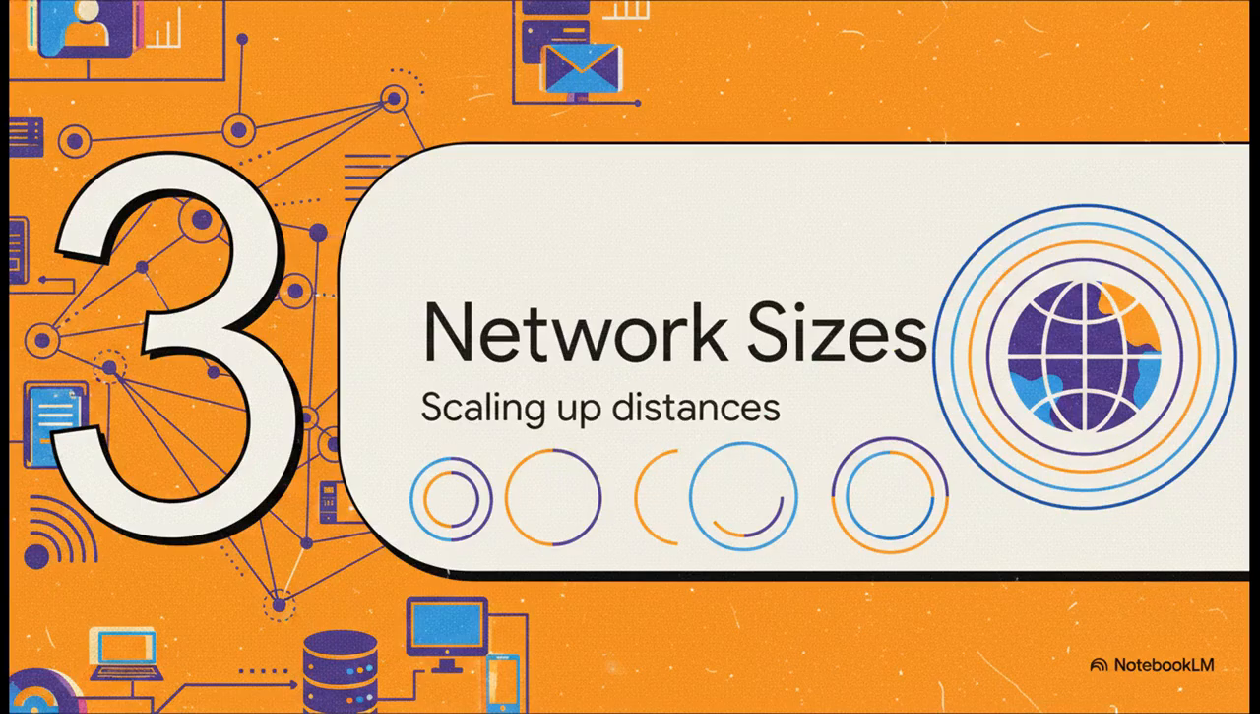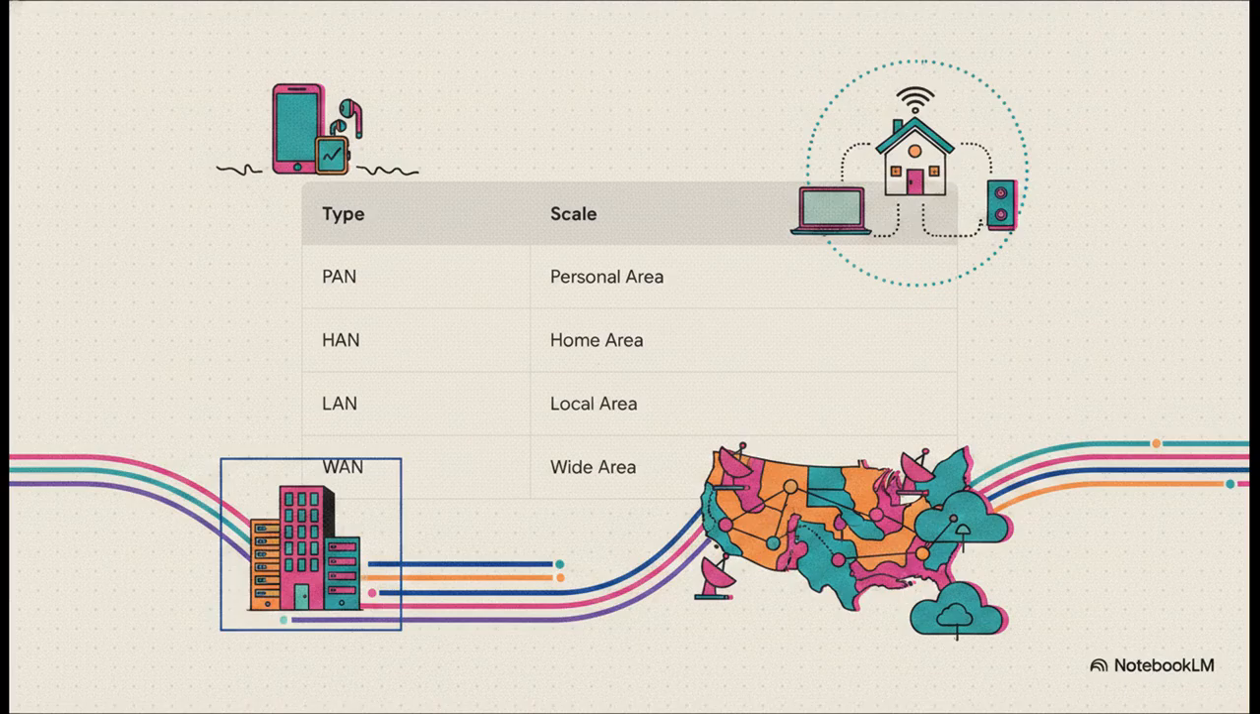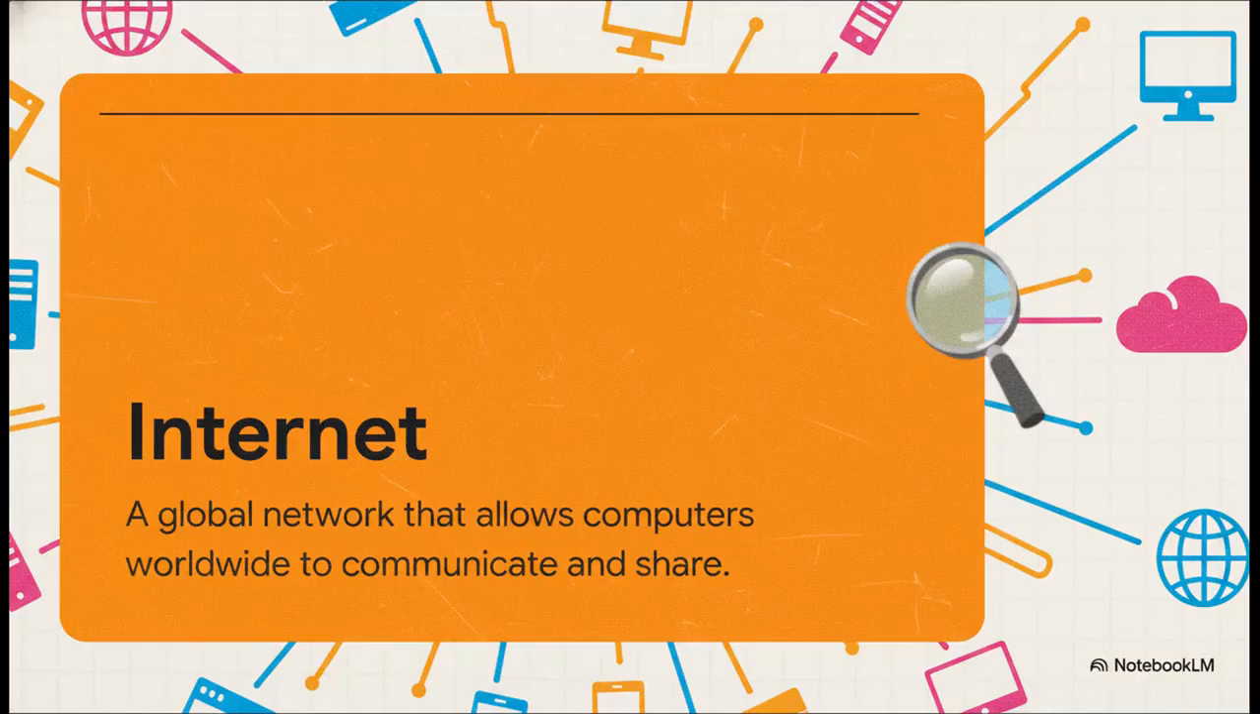All right, Section 3, scaling up, network sizes. Let's talk about scaling distances. It's pretty interesting. Networks are basically categorized entirely by scale. So a PAN, or personal area network, is just connecting your smartwatch to your phone. Then a HAN covers your entire house via a wired LAN. Step it up to a LAN, and you're connecting a whole office building. And finally, a WAN, or Wide Area Network, bridges massive geographic distances, like linking different bank branches across the entire country. And naturally, the ultimate wide area network is the internet.